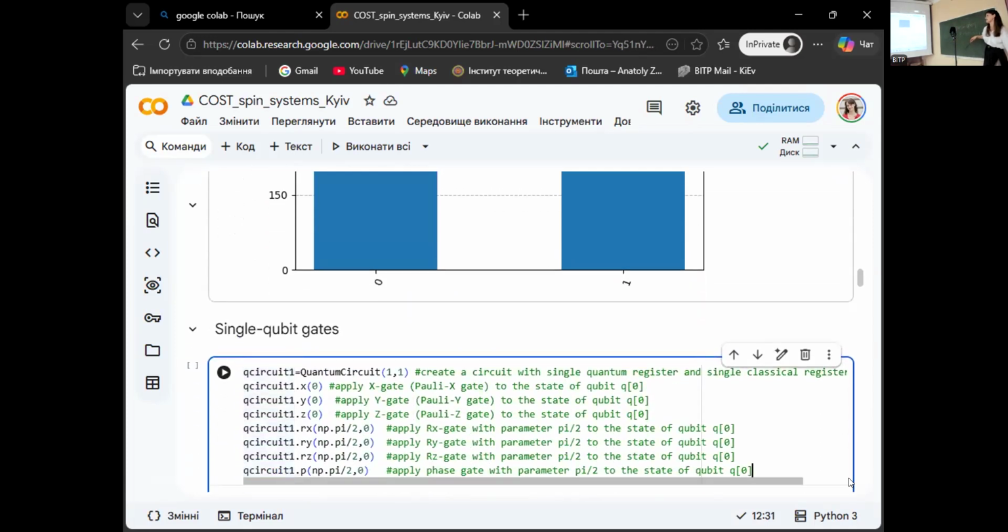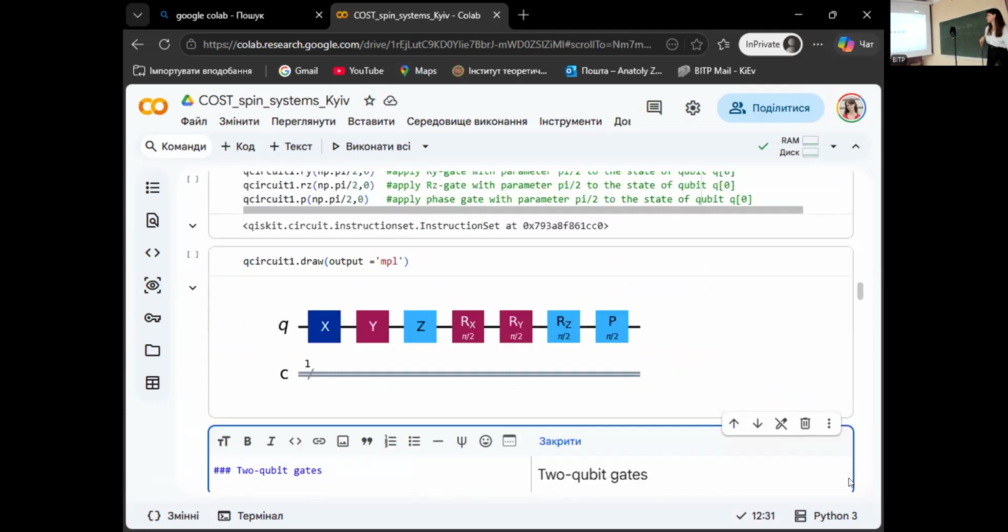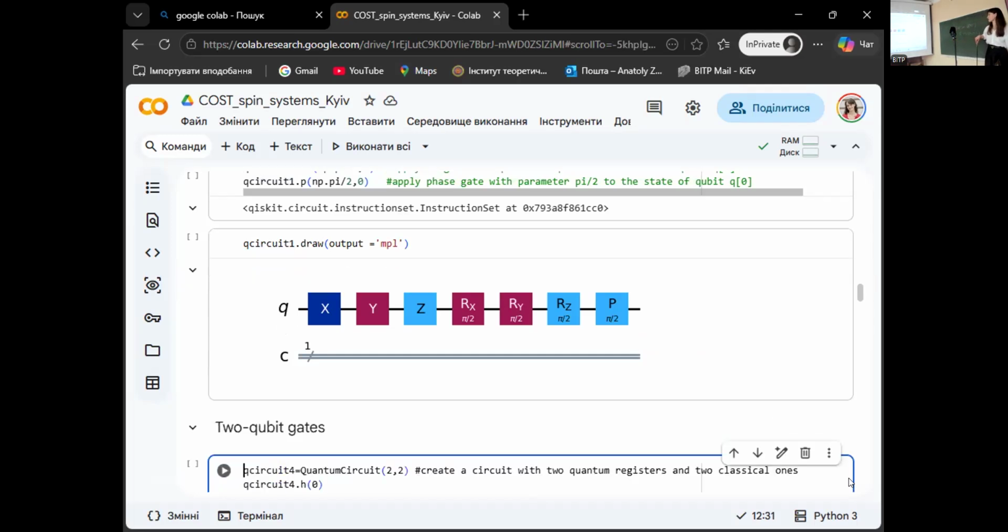Then I can apply different single-qubit gates here. It's sigma x, sigma y, sigma z, rotational gates, phase gates, and all these gates act with different parameters on the state of qubit 0. So the second parameter is here. And I can represent this program with this quantum protocol.